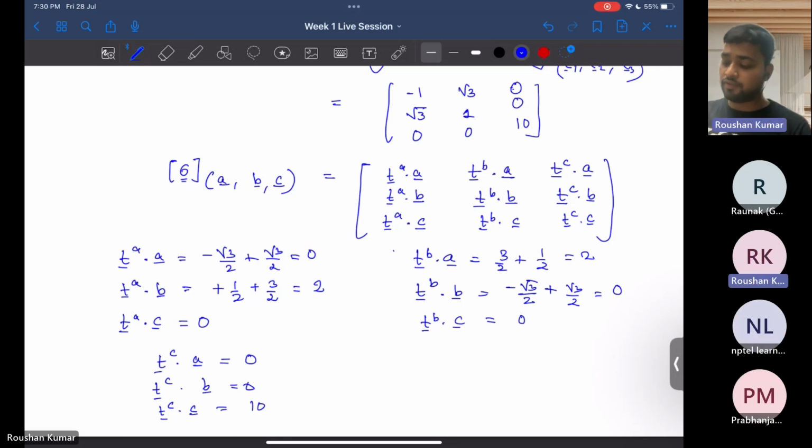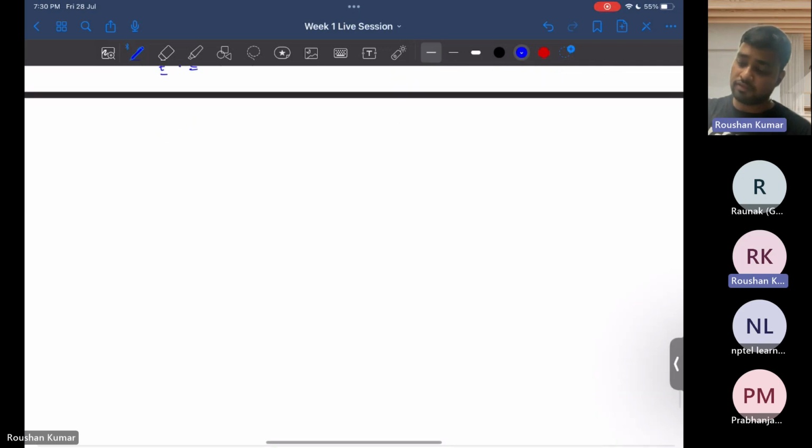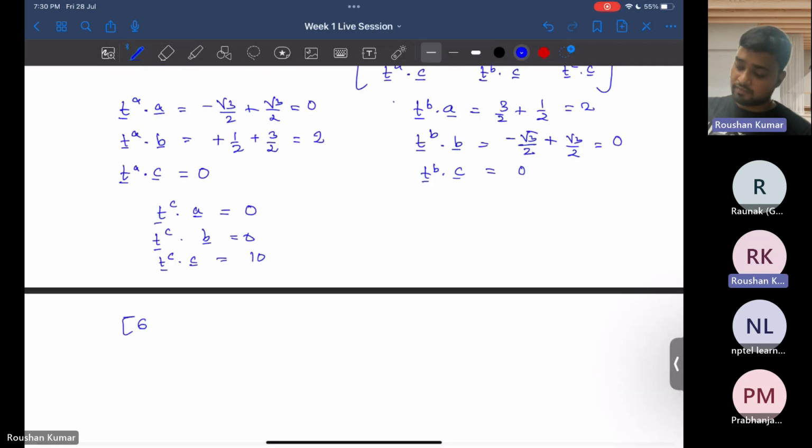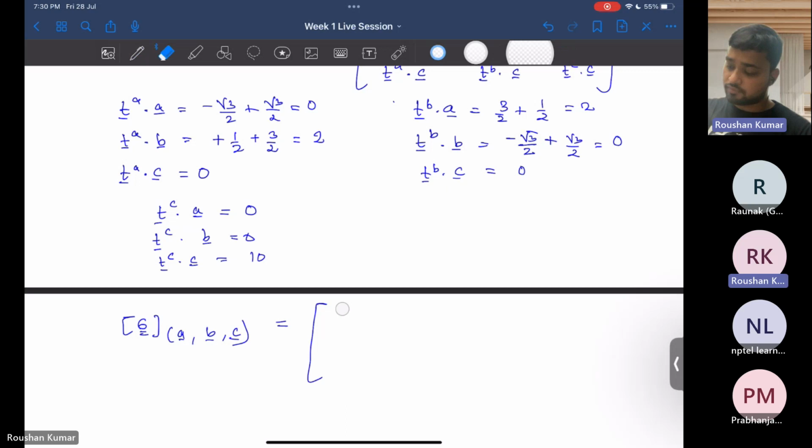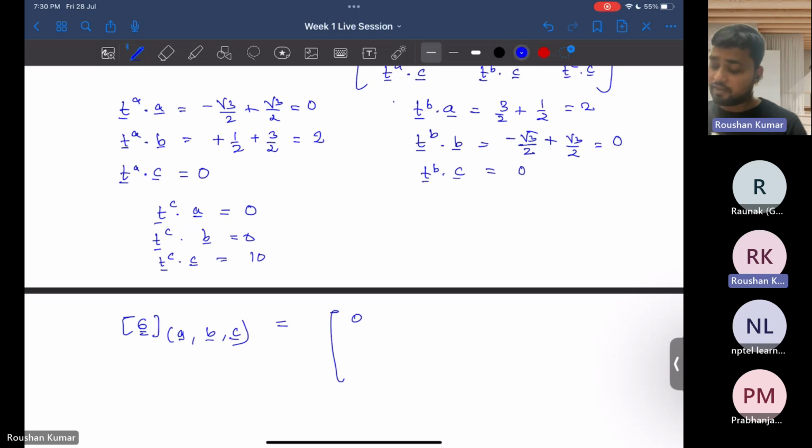Now we know the value of each coefficient, that is TA dot A, TA dot B, TA dot C, TB dot A, TB dot B, TB dot C. So we can simply write it in the stress matrix. We will get the stress matrix in the A, B and C coordinate system equal to: here it is TA dot A. What is TA dot A? 0. Then the second row is TA dot B, which is 2. The third row, first column is TA dot C, which is 0.